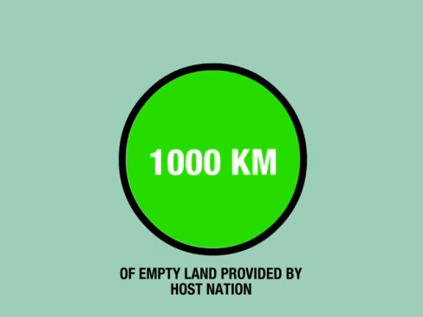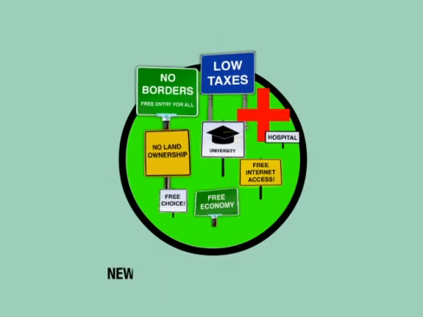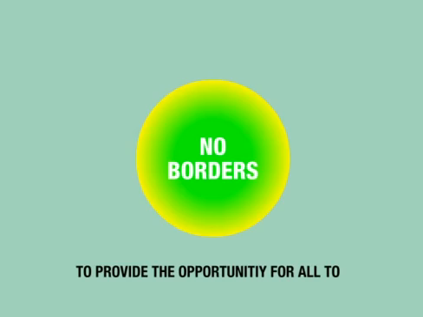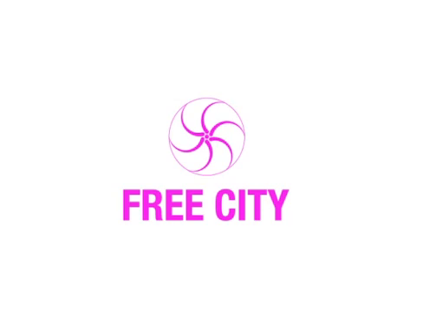Charter cities require at least 1,000 kilometers of empty land provided by the host nation. New legislations will be implemented to attract investors and migrants, and cross-governmental partnerships will help enforce laws. There will be no borders to provide the opportunity for all to participate in the holistic economy.